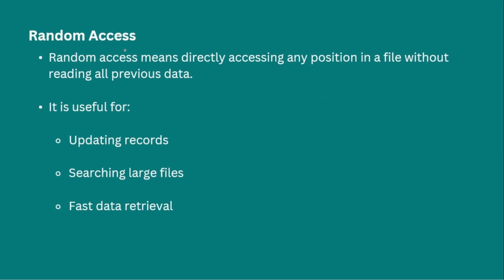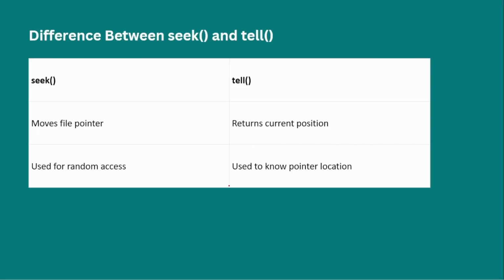So we just saw random access. Random access means directly accessing any position in a file without reading all previous data. We can access any position in a file using random access. It is useful for updating records, searching large files, and fast data retrieval. Difference between seek and tell: seek moves the file pointer; tell returns the current position.